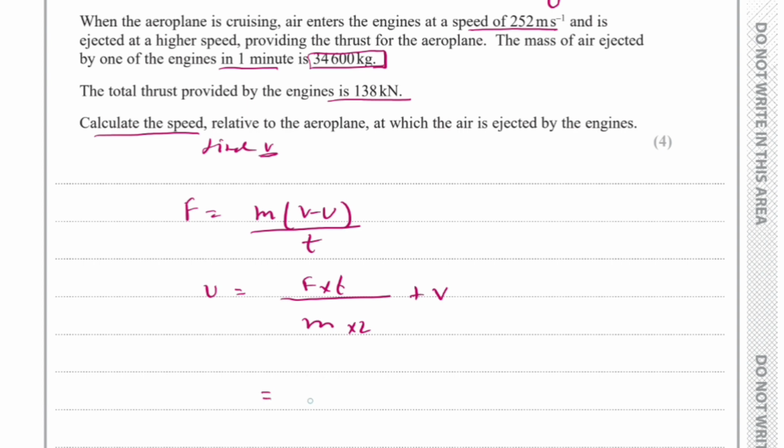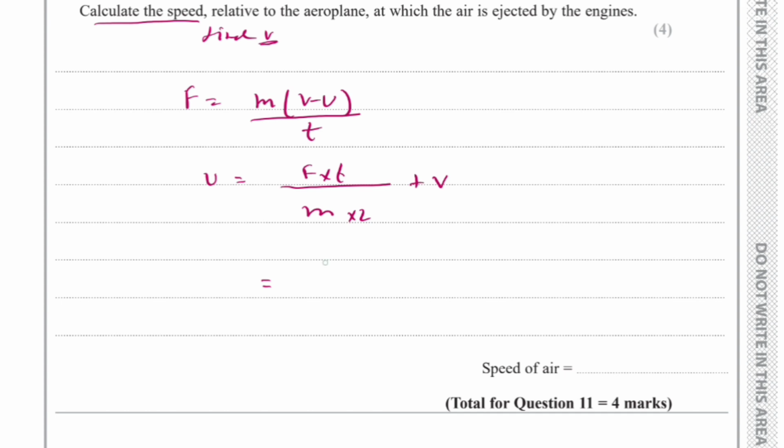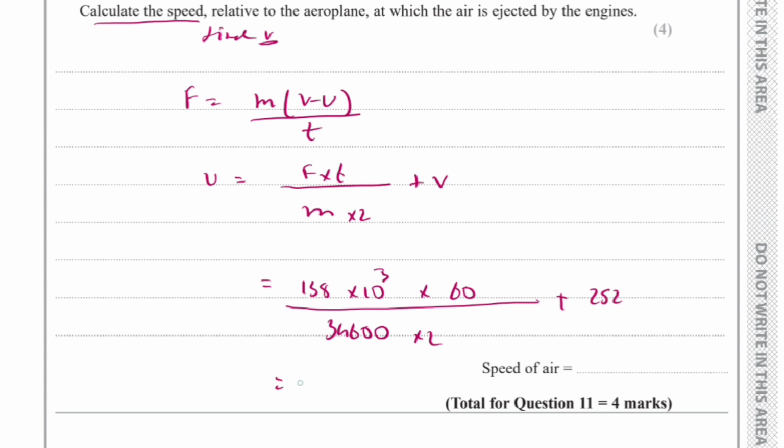Now we're just gonna put all the values here. For force, we have 138 kilonewton. We're gonna convert it into Newton. Then time, we're gonna convert minute into second. Mass, we're gonna write exactly how it is, times 2, plus 52. The answer is 372 meter per second. That's our answer for number 11.